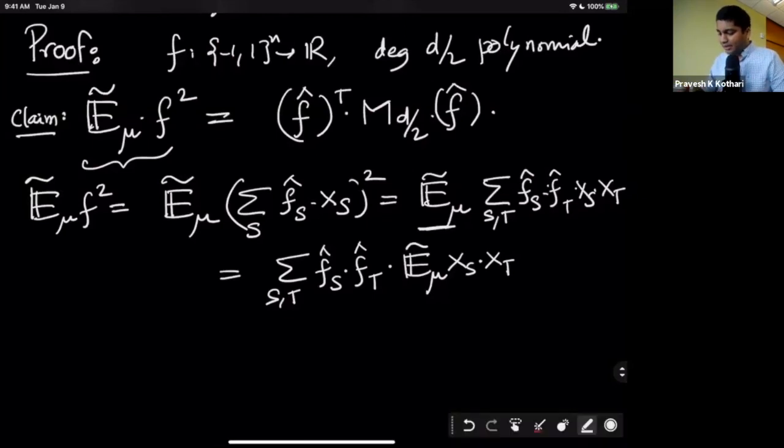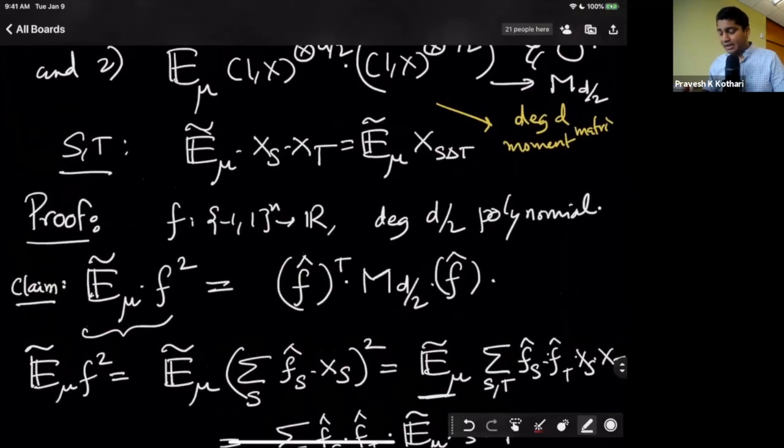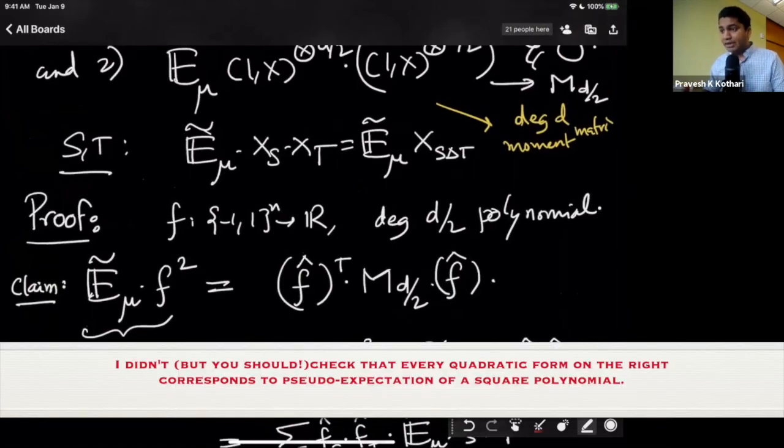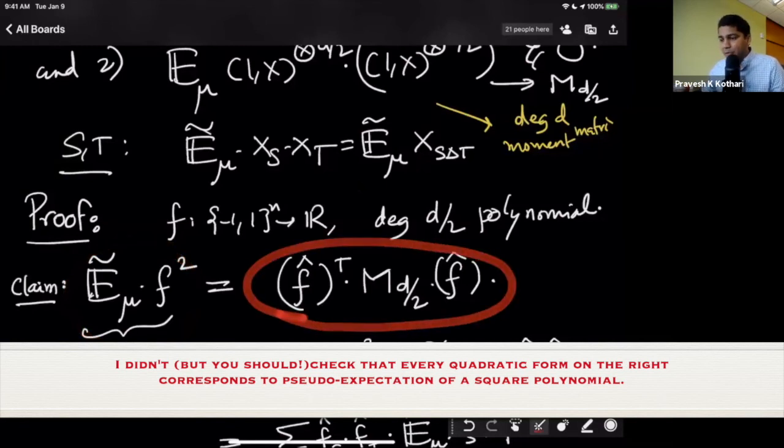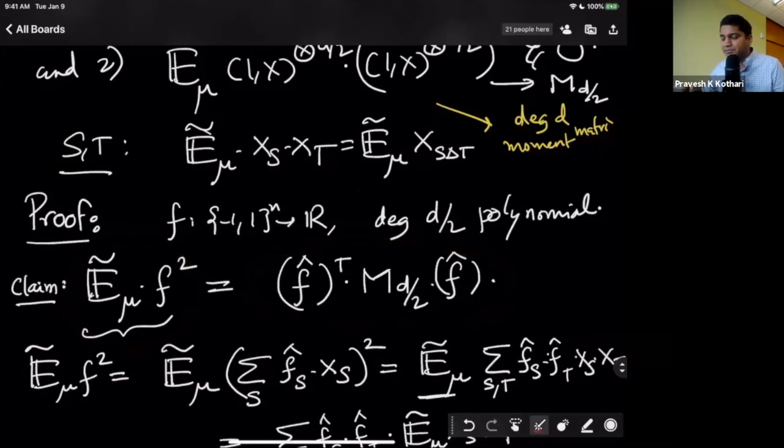Why is that? Well, we know that the definition of pseudo expectation demands that for every f of degree at most d over 2, the pseudo expectation of the square of f must be non-negative. By the claim we just proved, it means that the corresponding quadratic forms must be non-negative. And if you recall your homework 0 problem, a matrix is PSD, positive semi-definite, if and only if all of its quadratic forms are non-negative. So by just this claim, we have made a correspondence between pseudo expectations of squares being non-negative and the moment matrix M sub d over 2 being positive semi-definite.